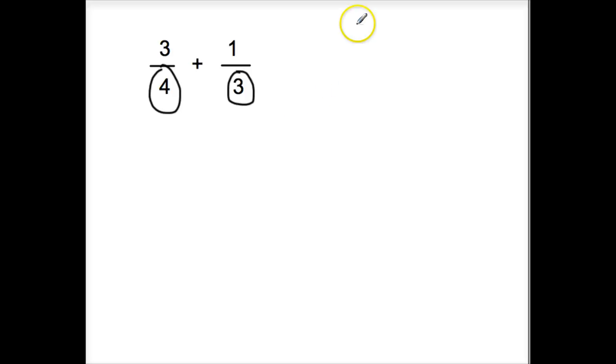So our common denominator would be multiplying 4 times 3, and we get 12. So we have to keep the fractions equivalent. Therefore, we're going to multiply this fraction by 3, and we're going to multiply 1/3 by 4 on the numerator and denominator because we want to keep them equivalent.